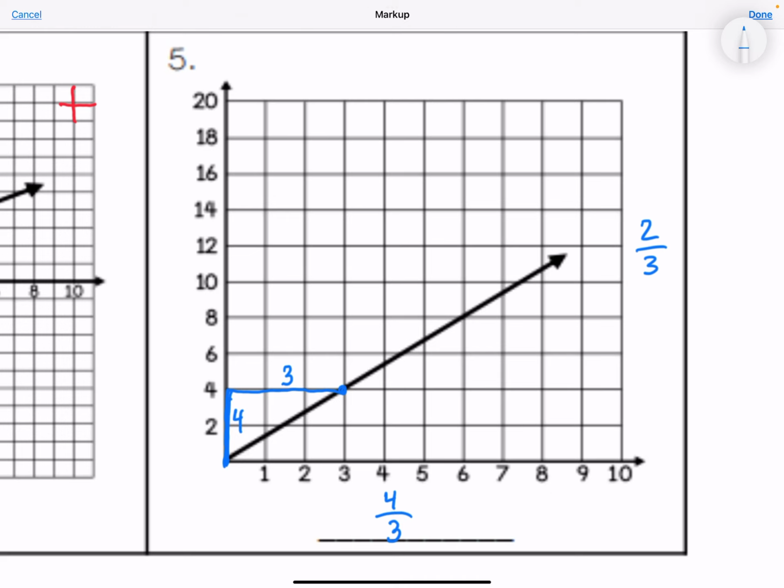Okay, so that is slope from a graph. You need to remember, identify, is it positive or negative? You need to draw your triangles. It's rise over run. You need to leave it as a fraction and reduce. So that is slope, rate of change from a graph.